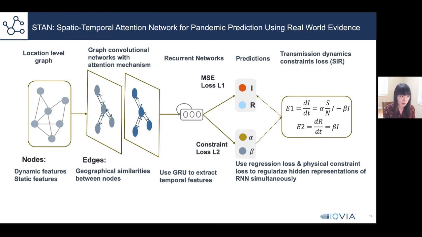So the STEM model is called a Spatial Temporal Attention Network. It is for pandemic prediction. And since these diseases are often infectious, we model each location, which could be a city, a county, or a state, as a subject, and we construct a location graph to connect these locations.